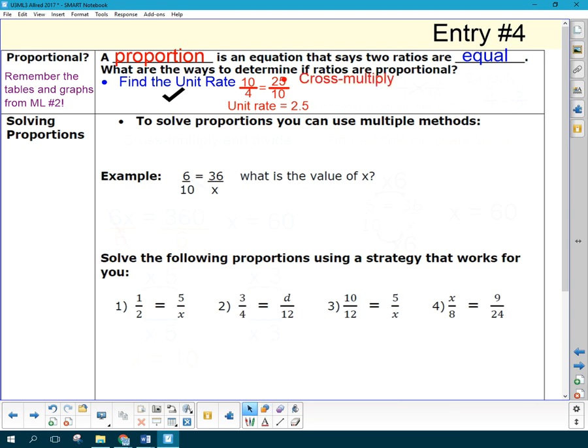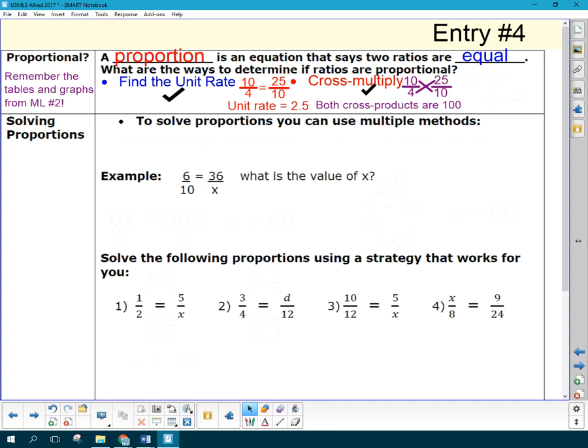You can also cross multiply, and if you get the same cross products, then that ratio is proportional. So in that same example where you had 10 over 4 and 25 over 10, 10 times 10 is 100 and 4 times 25 is 100. So those ratios are also proportional as well. You can check that one off.